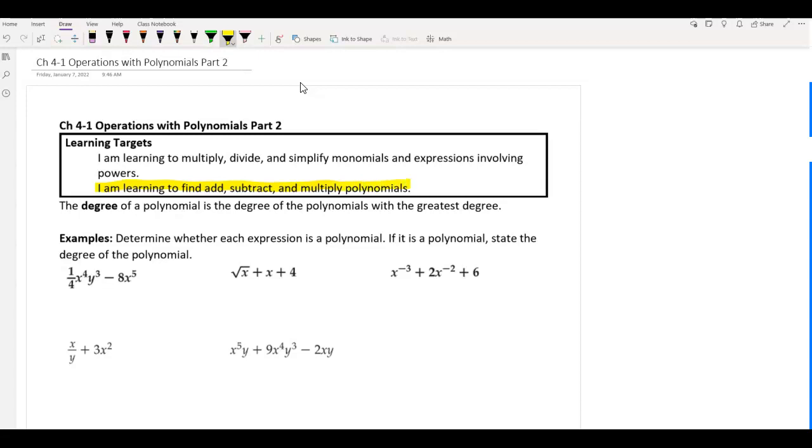So the first thing I want to discuss is the degree. The degree of a polynomial is the polynomial with the greatest degree, whatever term that may be. Now, terms must be written in standard form. So polynomials must be written in standard form. So let's make a note.